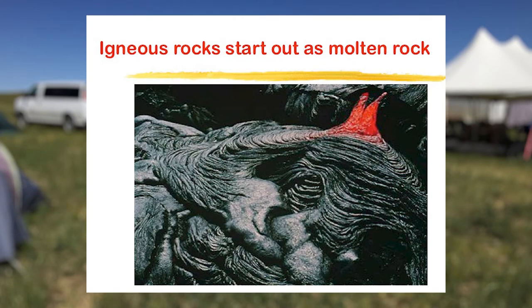Here, for example, is an extrusive rock. This is a kind of basalt. It's called pahoehoe, a Hawaiian word for ropey. It means that it forms these ropey structures on the surface, and pahoehoe is very easy to walk on.